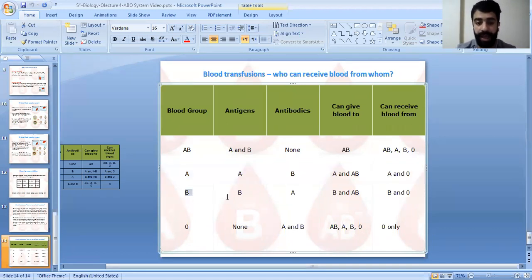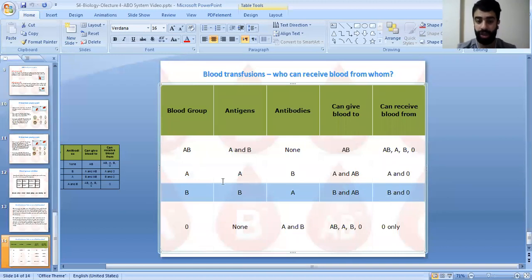Blood group B, we have antigen B. The antibodies, they are antibody A. They can give blood to B and AB. Did you see here? Common is AB. AB can get blood from A and B. And let's see, it can get only from O and from AB. That's why it's called the universal recipient. AB can get blood from the different blood groups, while blood group B can receive only from B and O.